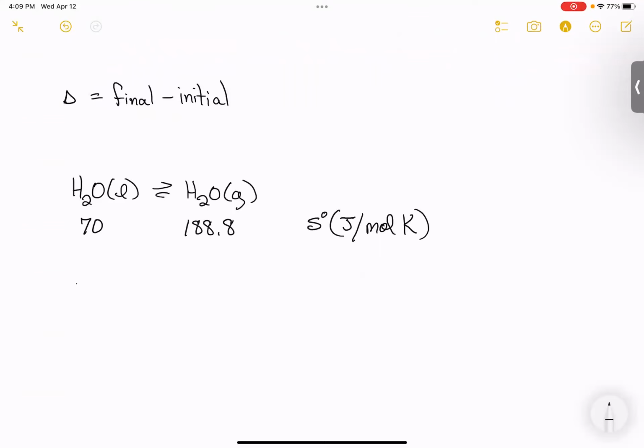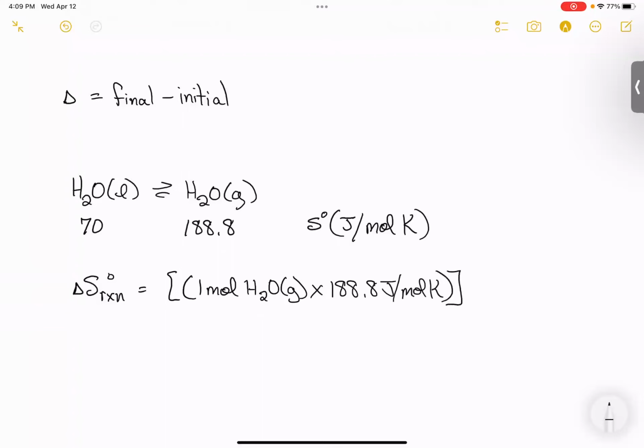So if I want the entropy of the reaction, it is going to be the products, which is 1 mole of H2O gas times its entropy of 188.8 joules per mole Kelvin, minus the reactants, which is 1 mole of H2O liquid times the 70 joules per mole Kelvin.